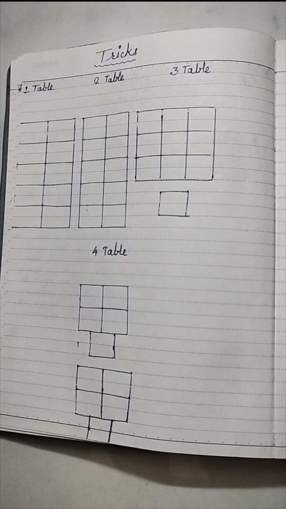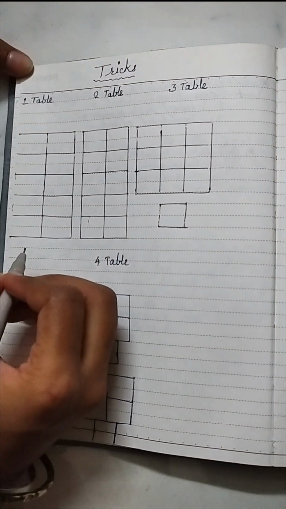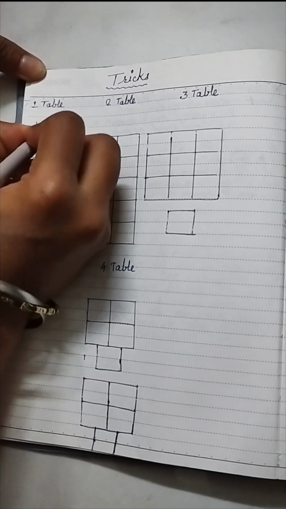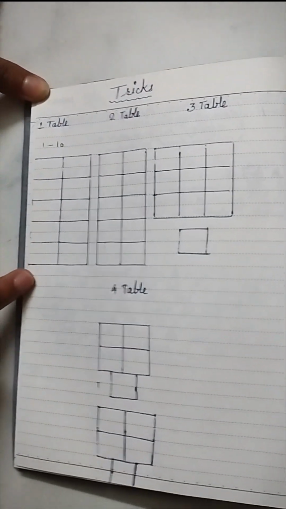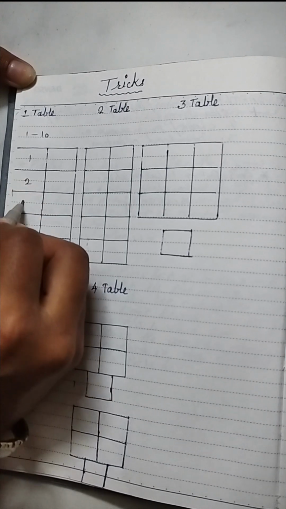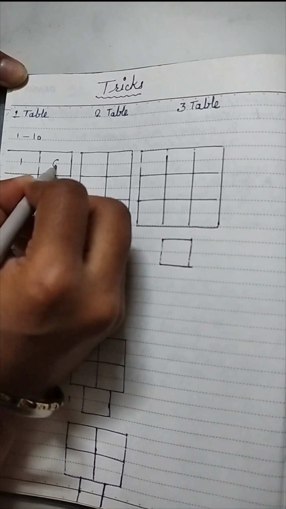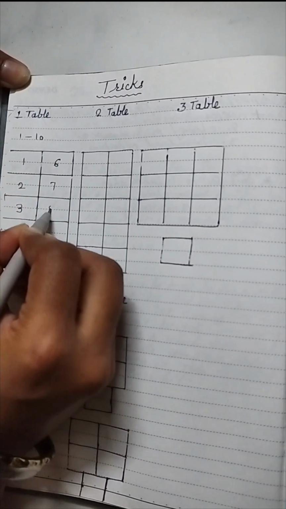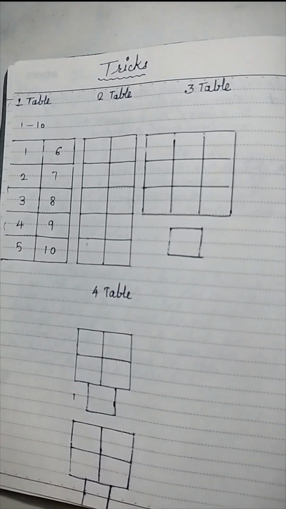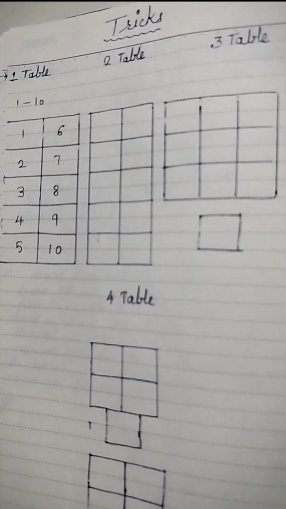In this video we are going to learn some simple, easy tricks to learn the tables from 1 to 4. So here first we are going to see table 1. Here you just have to write numbers from 1 to 10. So write 1, 2, 3, 4, 5, 6, 7, 8, 9, 10. So this is table 1.